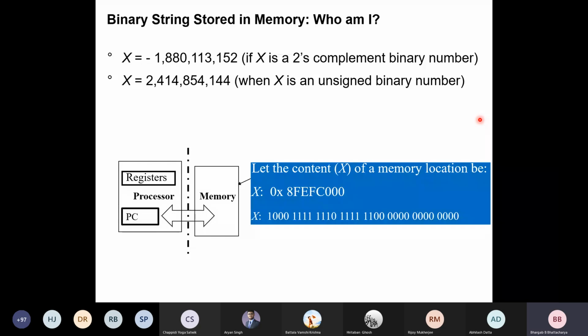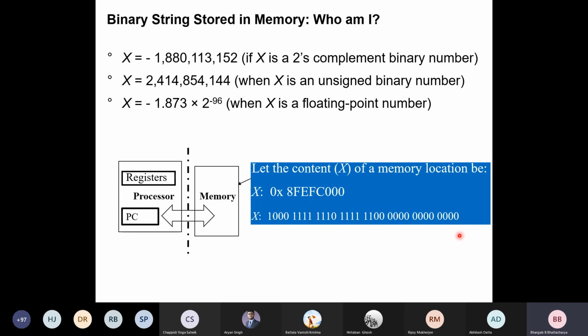The processor is able to process unsigned numbers, signed numbers, all kinds of arithmetic operations are available. So if X is an unsigned binary number, then the most significant bit is not a sign bit. It contributes to the magnitude. So then X would be something like this. It could be a floating point number also, a fractional number. Then the value of X is this, 1.8 times 2 to the power minus 96.